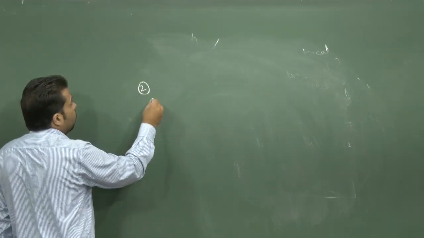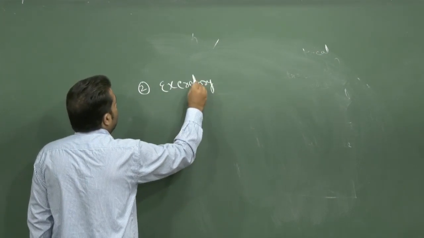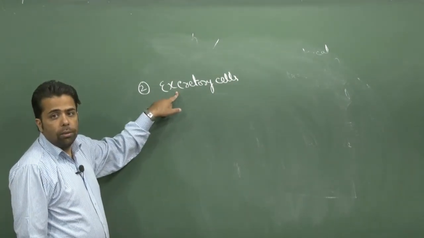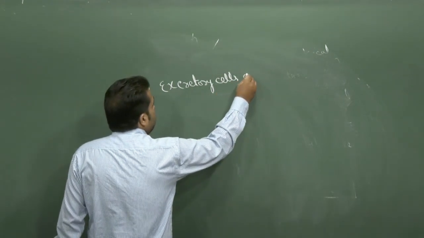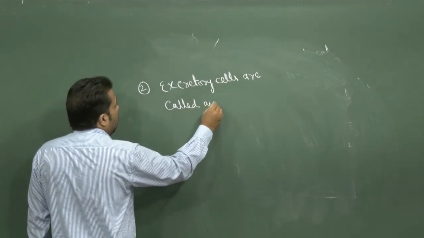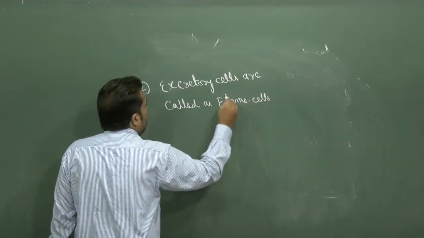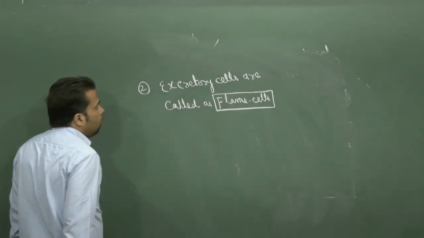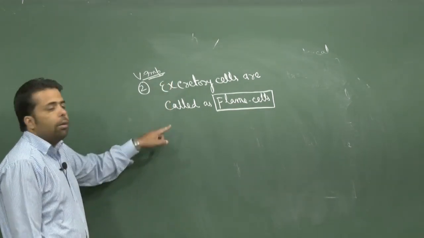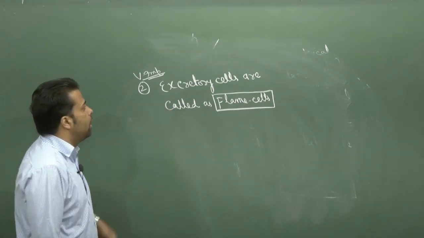Property number two, excretory cells. This is a very, very important feature. Excretory cells, not organs. Excretory cells are called flame cells. So this is a very important point, often asked in competitive exams. What are the excretory cells of Platyhelminthes called as?